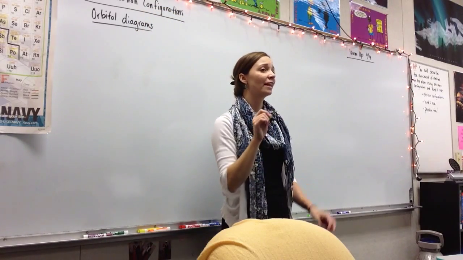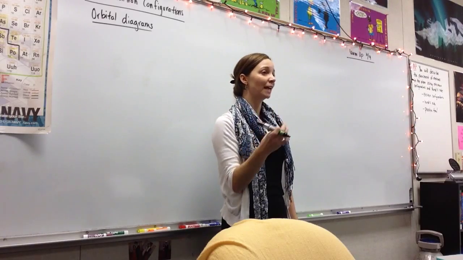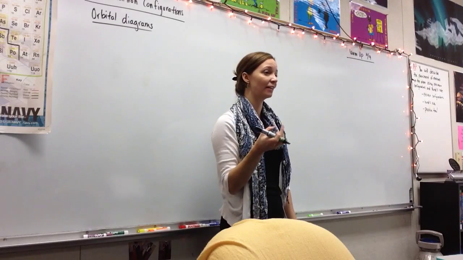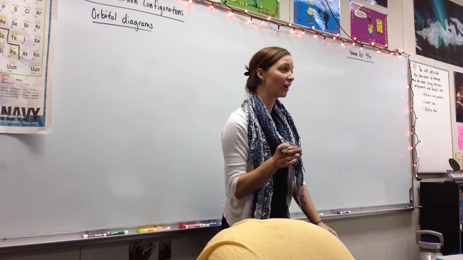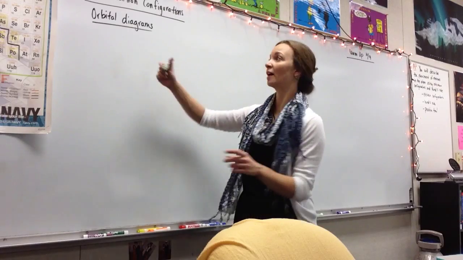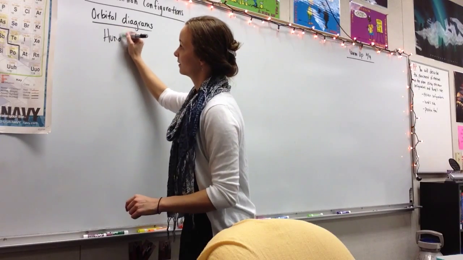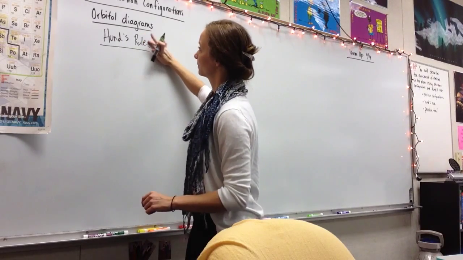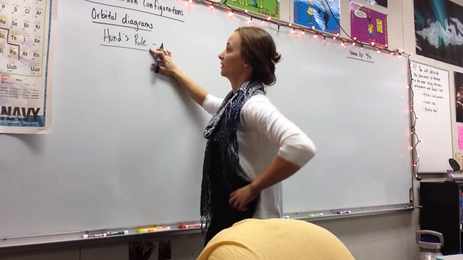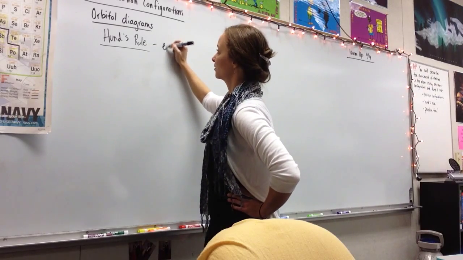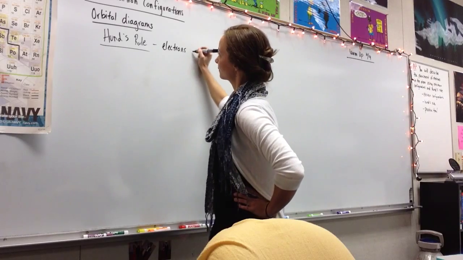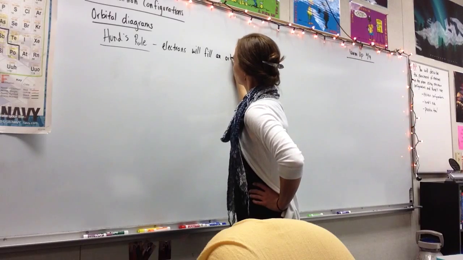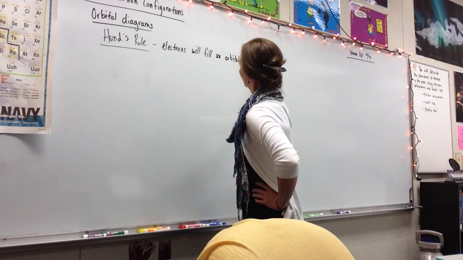Okay, guys, there's one last way that we can depict where electrons are hanging out in atoms, and it's the orbital diagram of the atom. In order to figure out how we fill out orbital diagrams, you have to first know what Hund's rule is. There's lots of different ways to say Hund's rule. But the best way that makes sense for me, at least, is that electrons fill an orbital in a way.